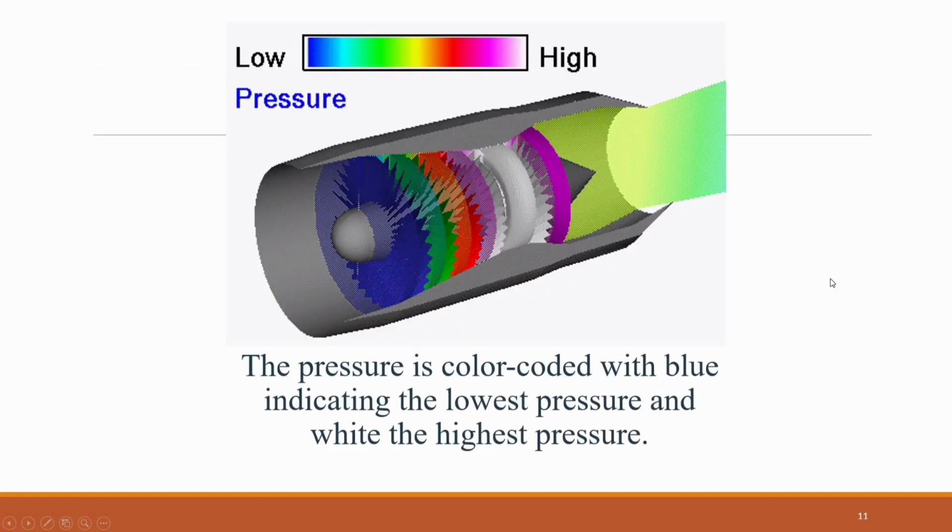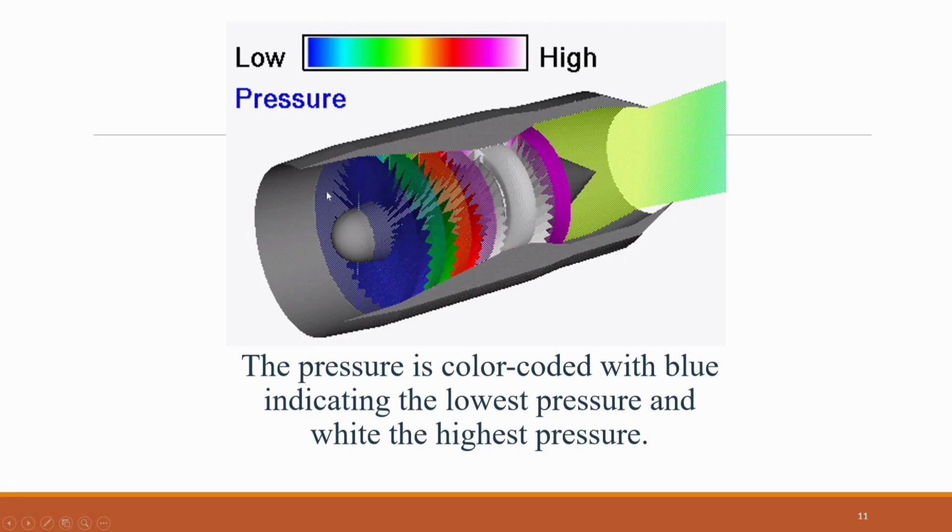Pressure variation through a turbojet engine. To understand how a turbojet engine produces thrust, it is helpful to look at how air pressure changes as it flows through the engine. In the computer-generated illustration, pressure is color-coded. Blue represents the lowest pressure, while white indicates the highest pressure.